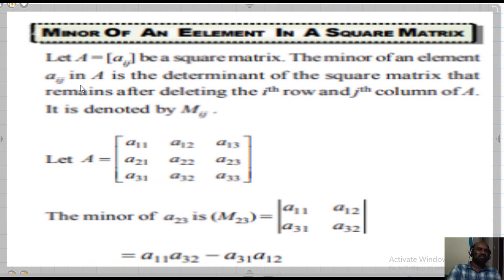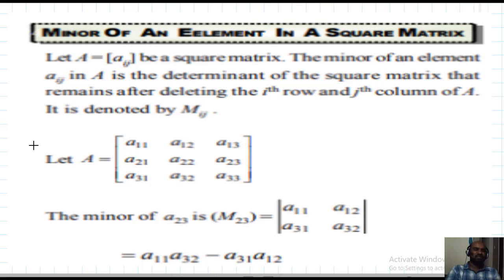Now listen here. This is a 3 by 3 matrix: A11, A12, A13, A21, A22 and so on. Again I want to define how mathematicians define the minor Mij. In a 3 by 3 matrix, the ith row and jth column should be deleted. The determinant of the remaining smaller matrix is called the minor of that element.